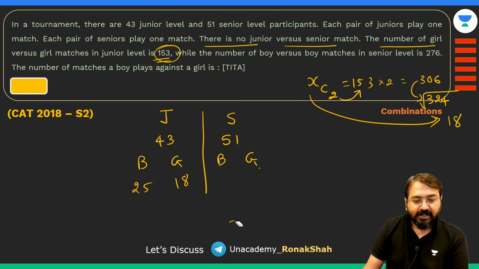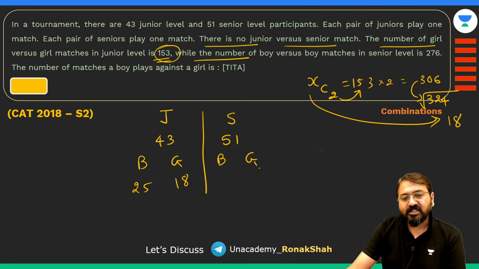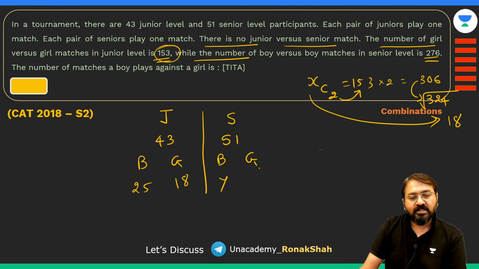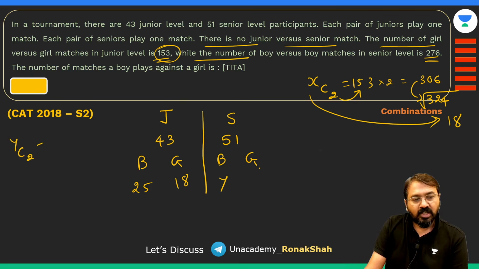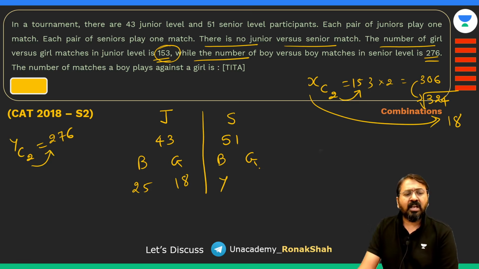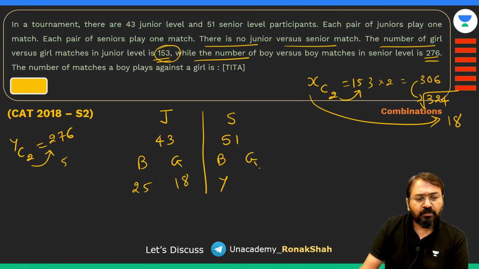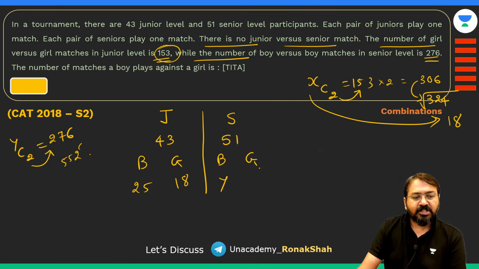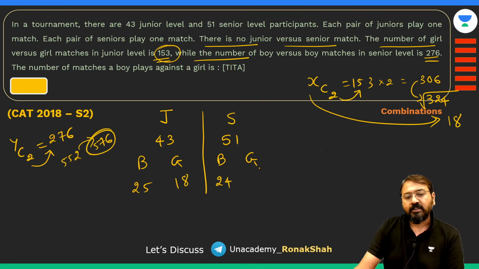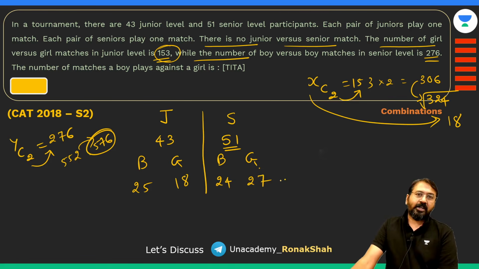Okay, right. Similarly, the number of boy versus boy matches in senior level is 276. So here suppose there are y boys. So what they are saying is yC2 is 276. So let's quickly multiply this by 2. So 276 2s are, it will be what, 552. And which is a perfect square number close to that? Can I say 576? Square root of that is 24. So there should be 24 boys here. There are total 51 senior level players. So if there are 24 boys, then there should be 27 girls. This is what it says, right?